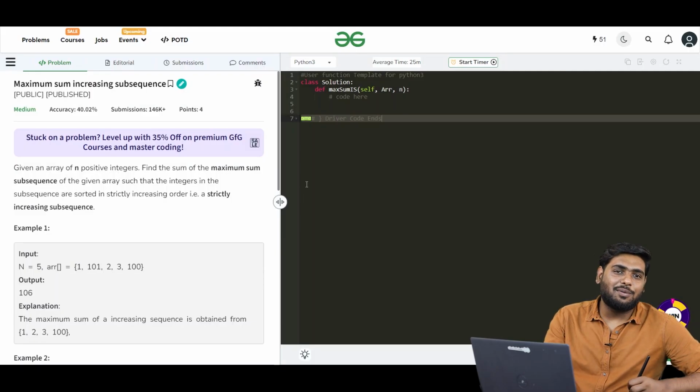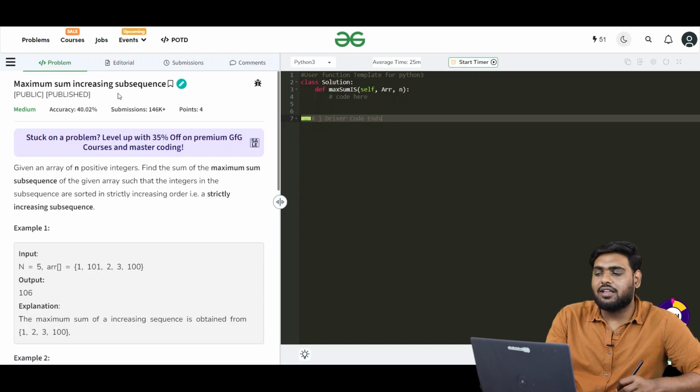Hello everyone, let's solve the problem of the day. Today we are having maximum sum increasing subsequence.